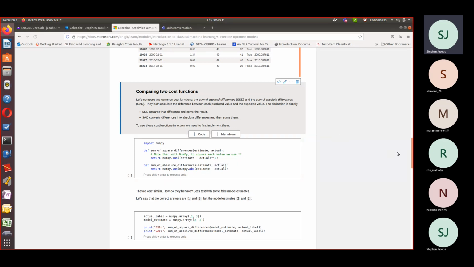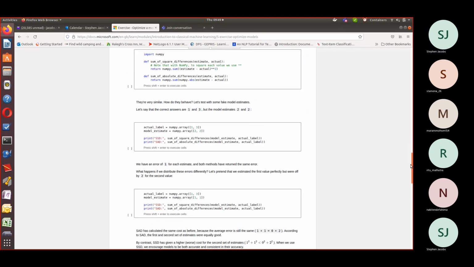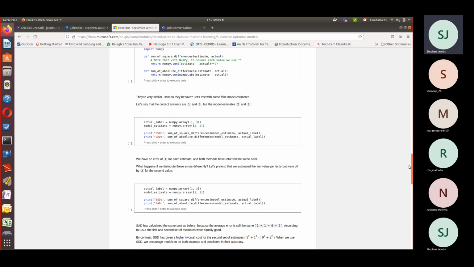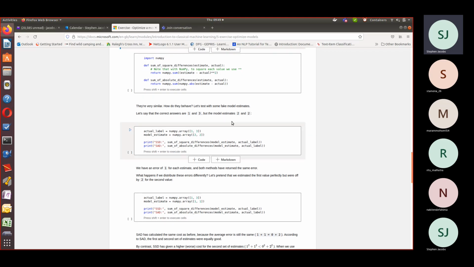So it's equally valid. And if you've done any statistics, you will know which one to use at which time. But as we don't know what the data sets are, we've done both here. So they're very similar. Let's see how they behave. Let's test them with some fake model estimates. Let's say that the correct answers are 1 and 3, but the model estimates 2 and 2. Okay, so we can now use this to apply.